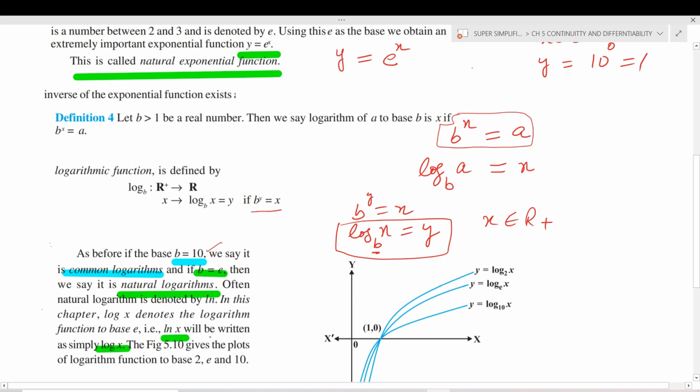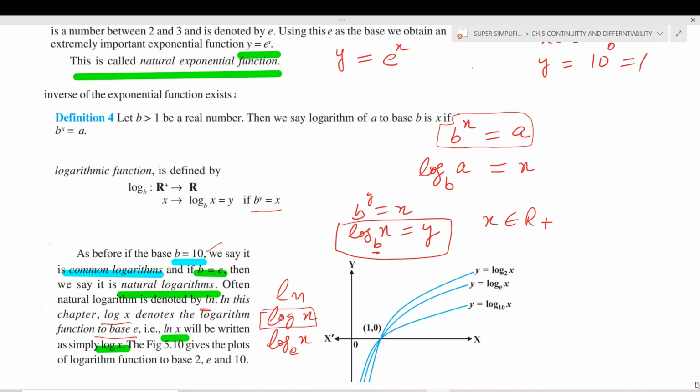Natural logarithm is denoted by ln, and in this chapter log x will denote the logarithmic function to the base e. Whenever we say log x, that will mean it is log to the base e. e is not mentioned in all places, but whenever log x is written, the base is e. So we are going to study the natural logarithms in this exercise.